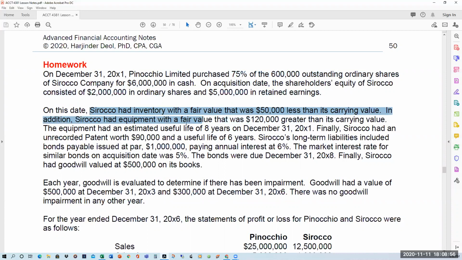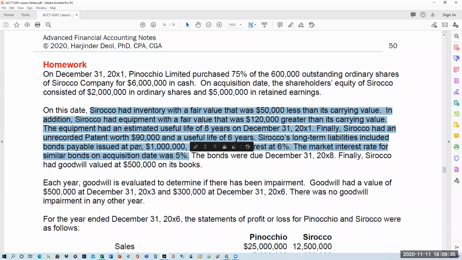In addition, Sirocco had equipment with a fair value that was $120,000 greater than its carrying value. The equipment had an estimated useful life of 8 years on December 31st, 2001. Finally, Sirocco had an unrecorded patent worth $90,000 and a useful life of 6 years. Sirocco's long-term liabilities included bonds payable issued at par, $1 million, paying annual interest at 6%. The market interest rate for similar bonds on the acquisition date was 5%.